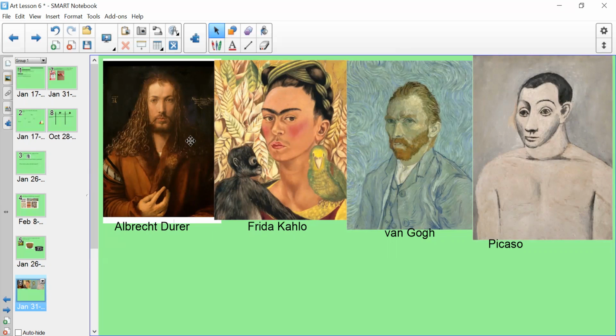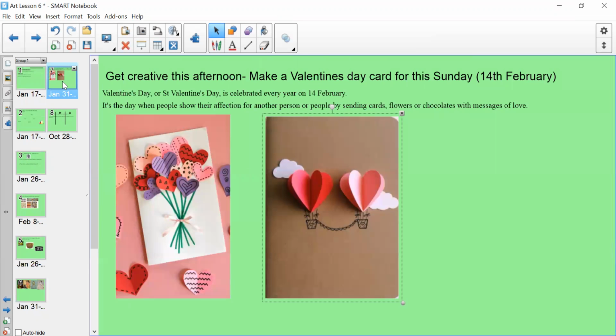When you have finished the quiz, you have an optional activity to do Valentine's Day cards. So if you'd like to do something creative and arty this afternoon, you can make a Valentine's Day card for this Sunday, which is the 14th of February. And these are just some examples of what you could make.